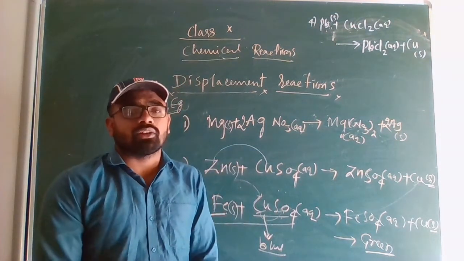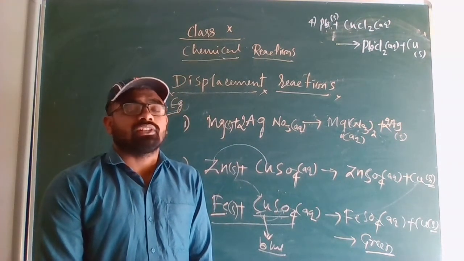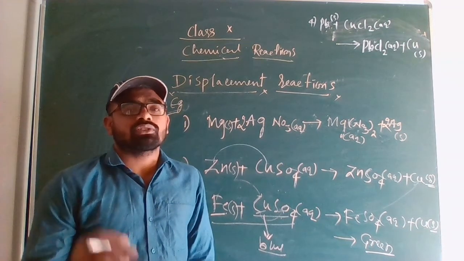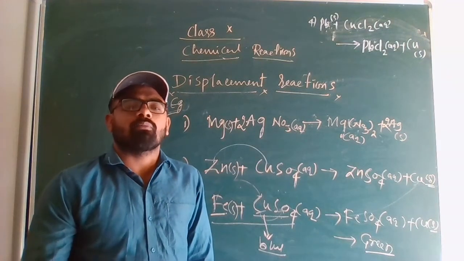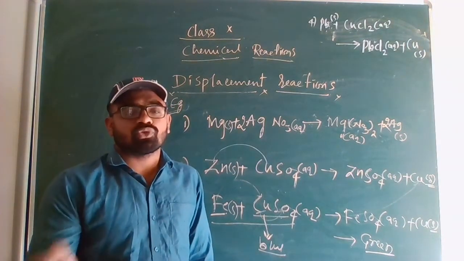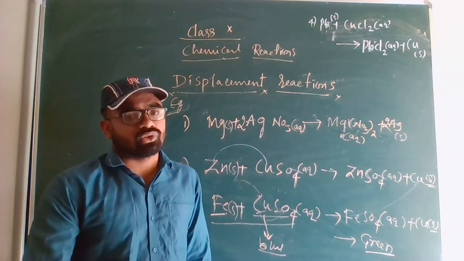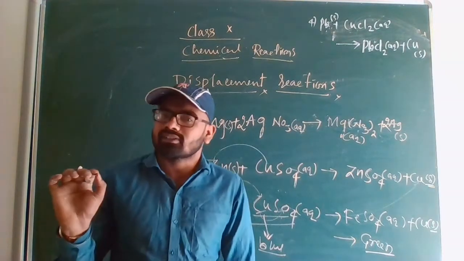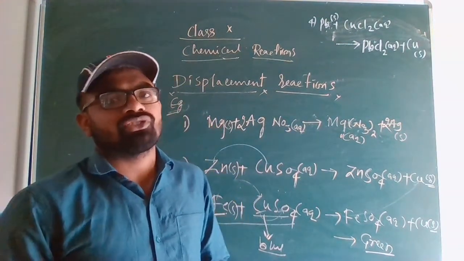And a question that might come here is why copper cannot displace zinc from its sulfate solution? Because copper is a less reactive metal compared to zinc. So the less reactive metal cannot displace the more reactive metal from its sulfate solution. That is why copper cannot displace the zinc from its sulfate solution. I hope this much is clear.